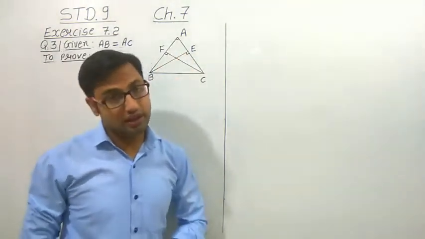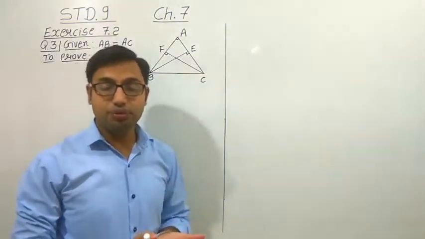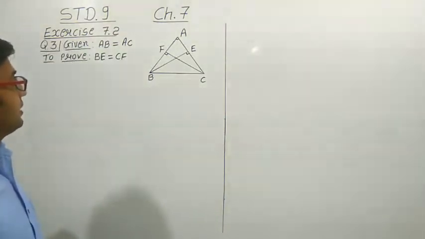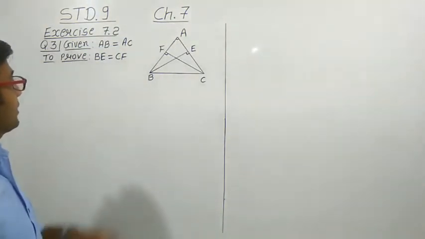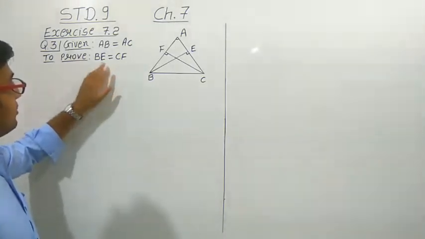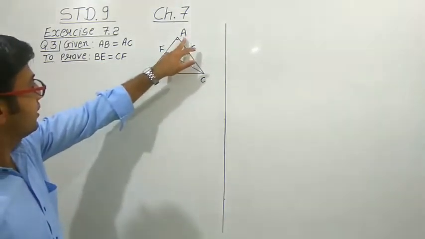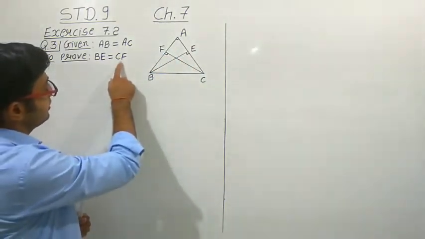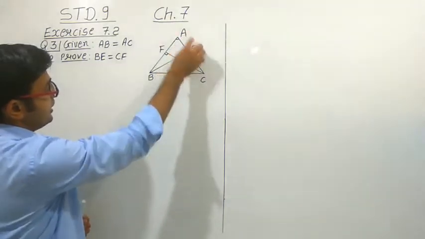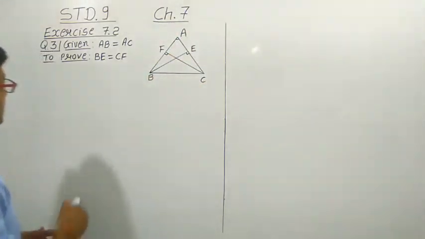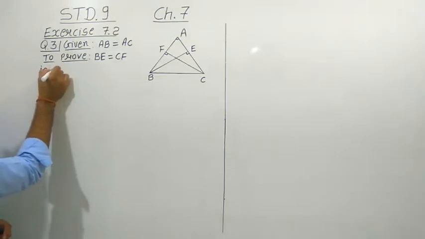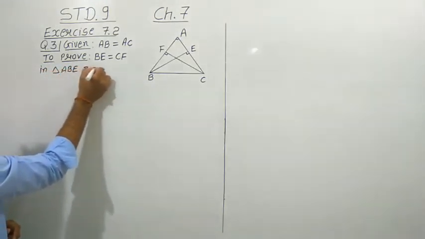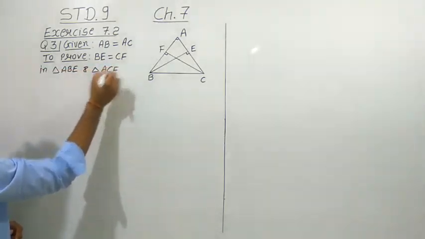Obviously, we have to prove it by considering the two triangles. We have to prove that the two triangles are congruent by CPCT. Then we can prove that BE and CF are equal. So see which two triangles we can consider. One triangle we have to consider in which BE side is there. So we can consider triangle ABE. Right? One more triangle in which CF is there. So we can consider ACF. Right? So consider here the two triangles, triangle ABE and triangle ACF. Right?